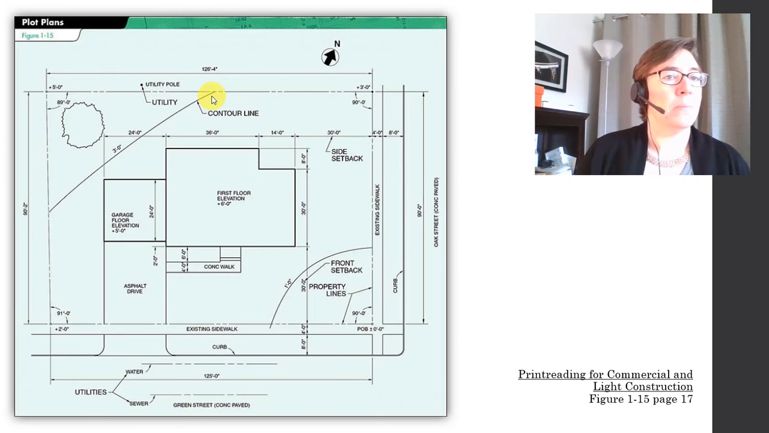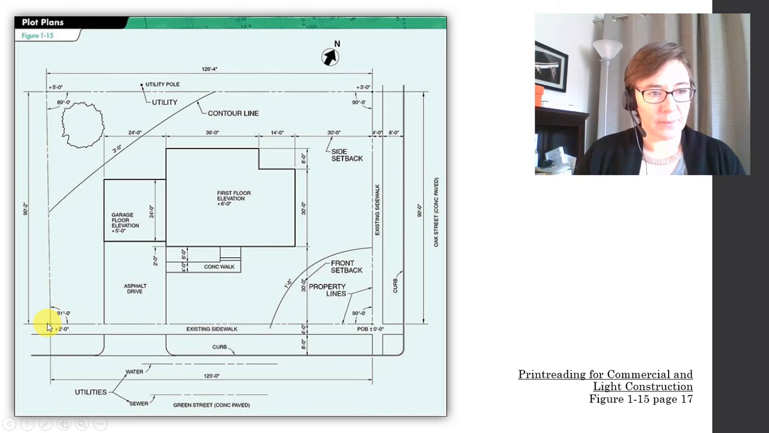Let's see where some other types of lines are. First of all, let's look at the property lines. We got a long dash and 2 short dashes, long dash, 2 short dashes, to show where the property line is. It's right here. And it goes all the way around. Property line and property line.